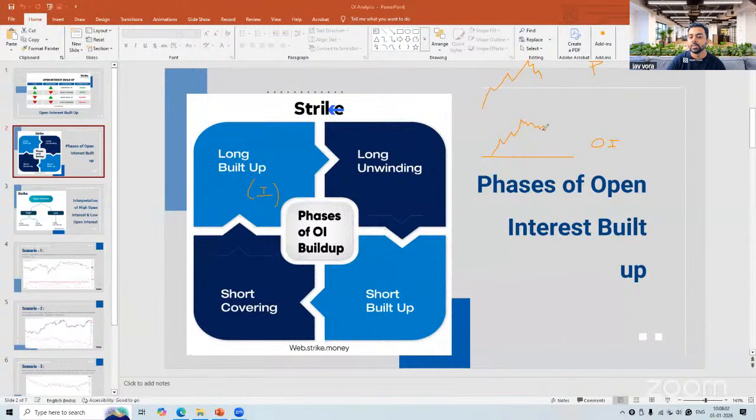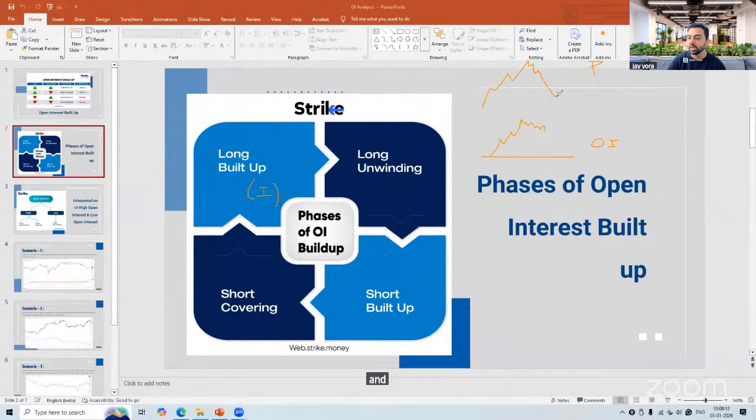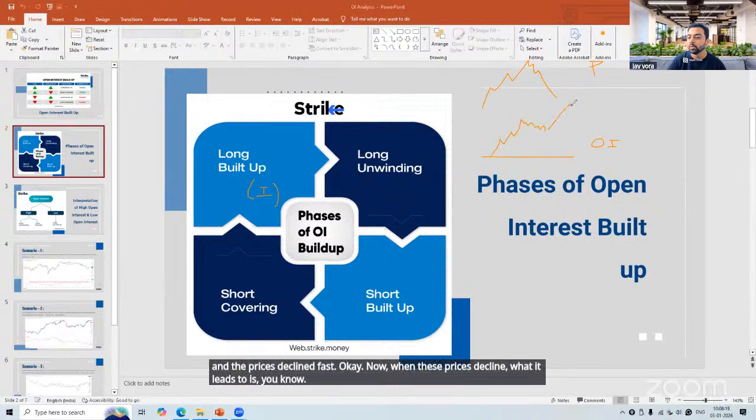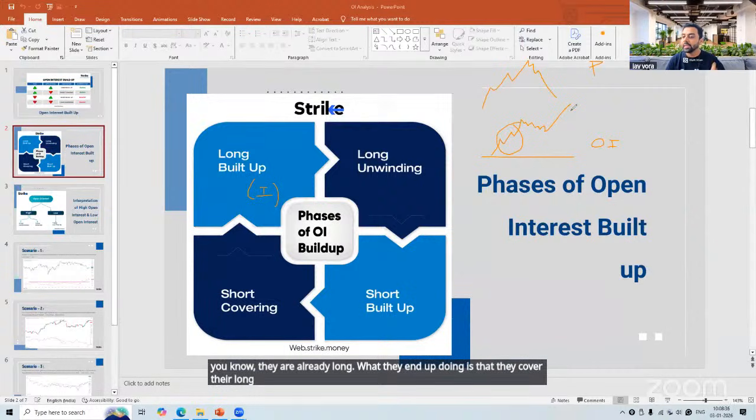Then what happens is that certain important levels get breached technically, or maybe some news happens and so on, and the prices decline fast. Okay. Now, when the prices decline, what it leads to is a renewed surge in open interest. And here now, a lot of people are shorting. And in fact, the ones who are long over here also tend to cover. Because they are already long, what they end up doing is that they cover their long position and they keep adding more shorts.